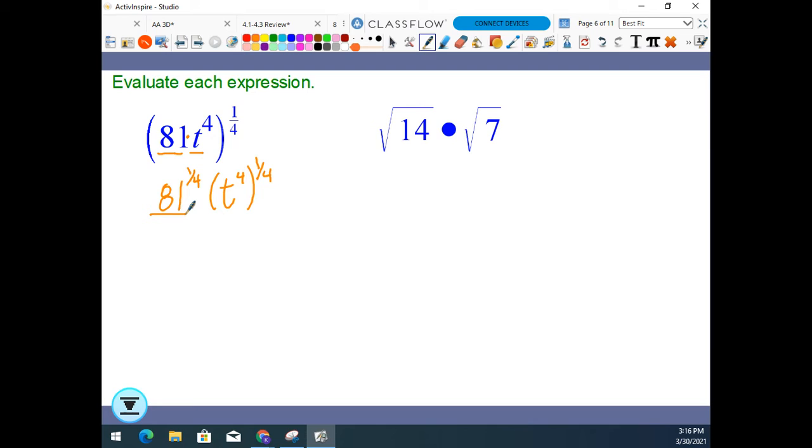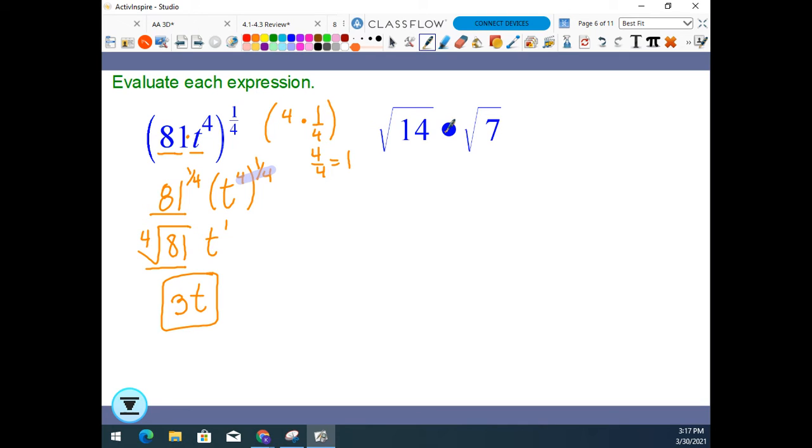So you can simplify 81 to the 1/4 power because technically it's the 4th root of 81. Here I have a power to a power. Remember, 4 times 1/4: multiply the top, multiply the bottom. 4 over 4 is just 1, so this is just t to the 1st, technically. The 4th root of 81 is 3t, because you don't need 1 in the exponent position. So this is the most simplified version of the answer.